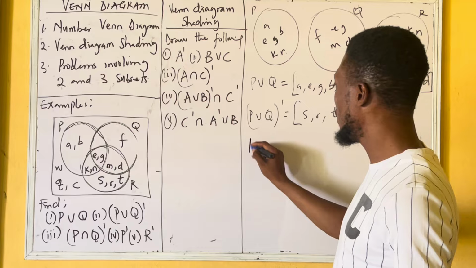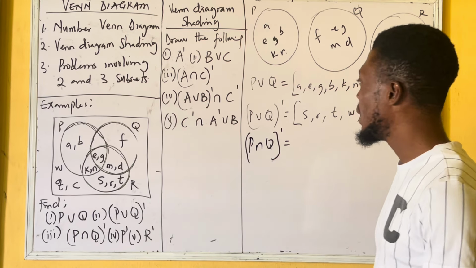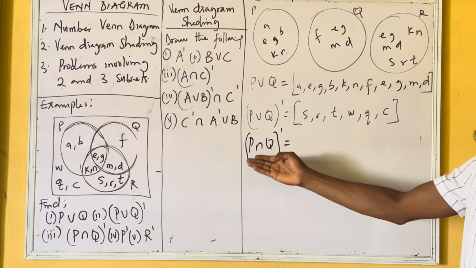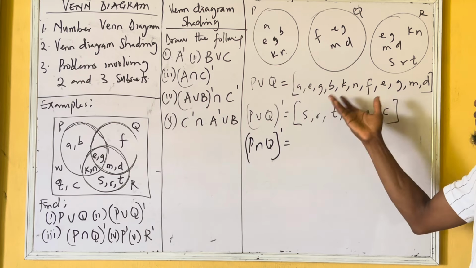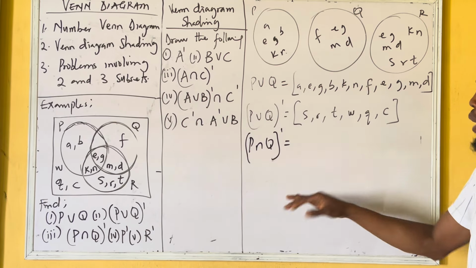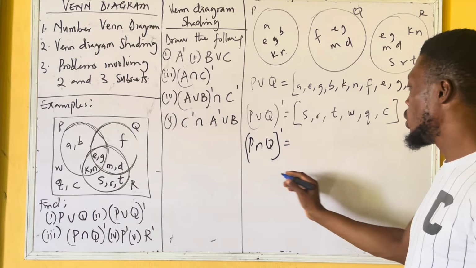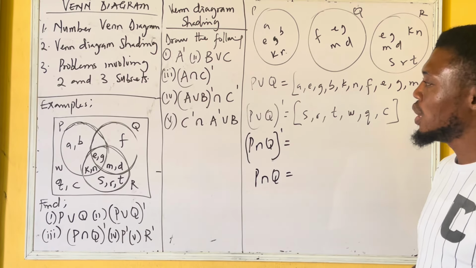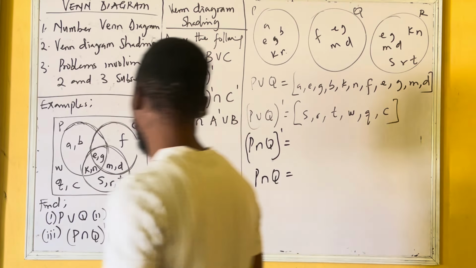So I also have P intersection Q prime. Now let me say this. Ideally, if I did not already have P union Q, I would have to first solve P union Q before the intersection. But because I already have it, I just went to this directly. However, for this, we're going to do it differently. The first step for us is to find what P intersection Q is. What does that mean? What do P and Q have in common?